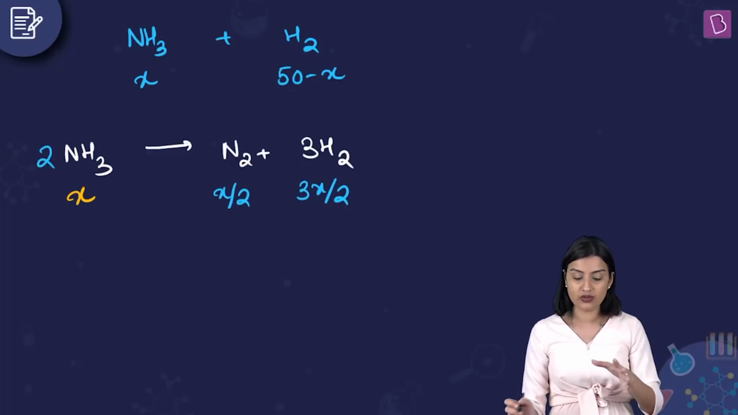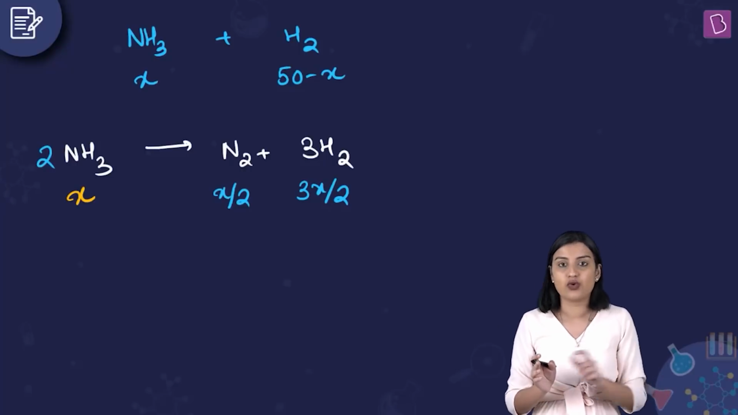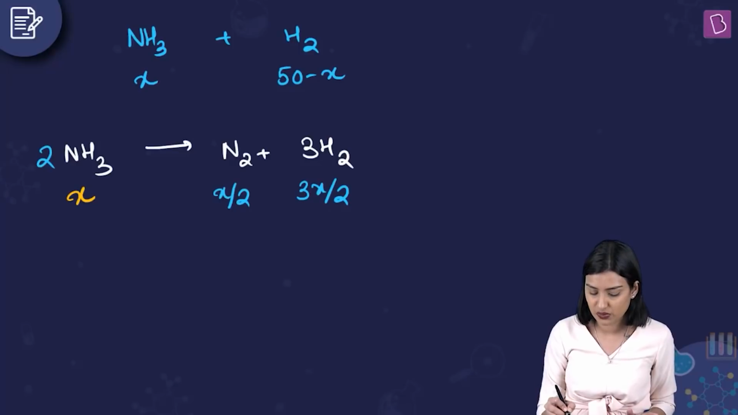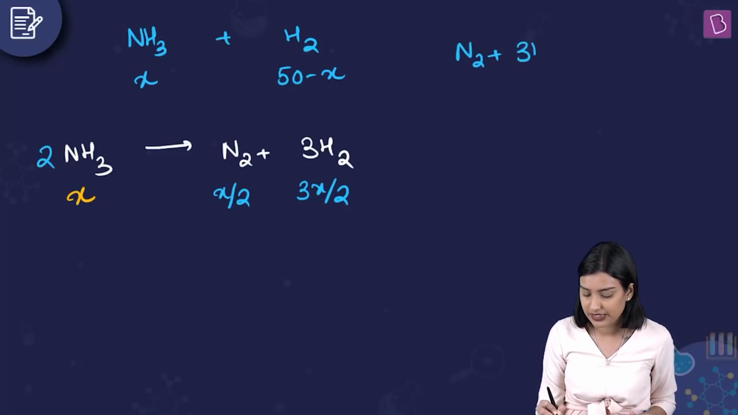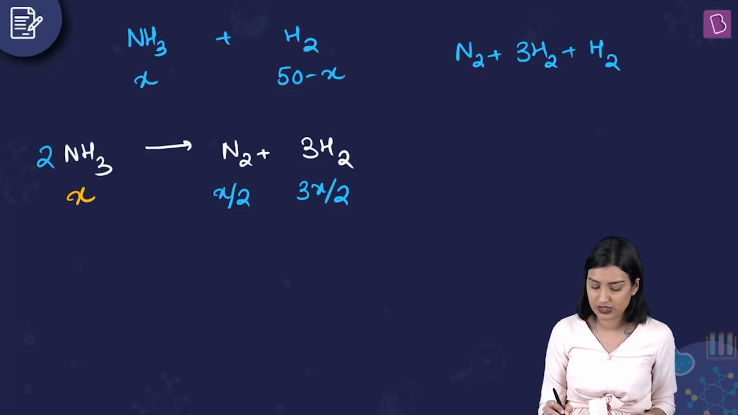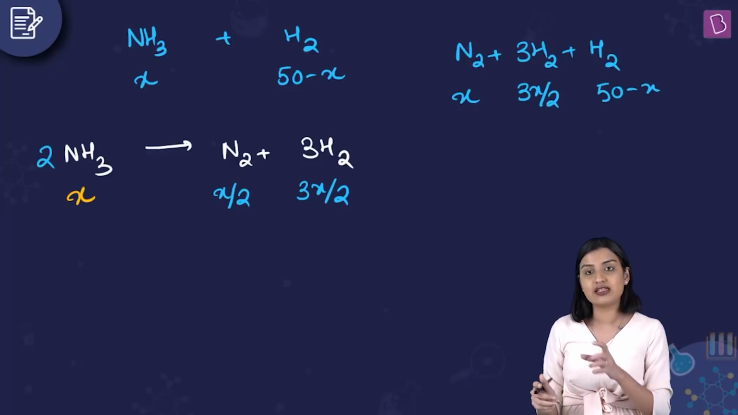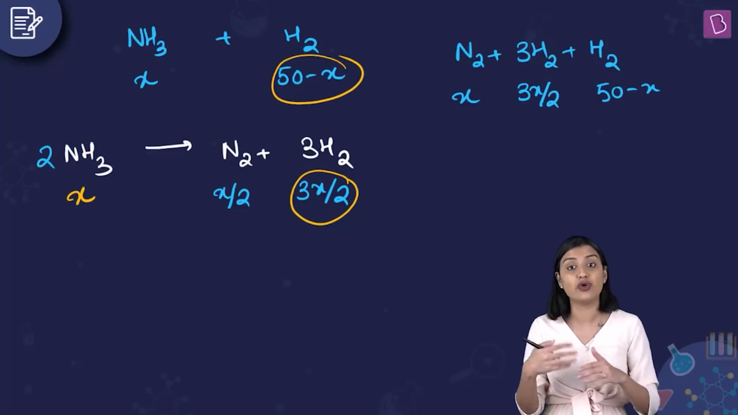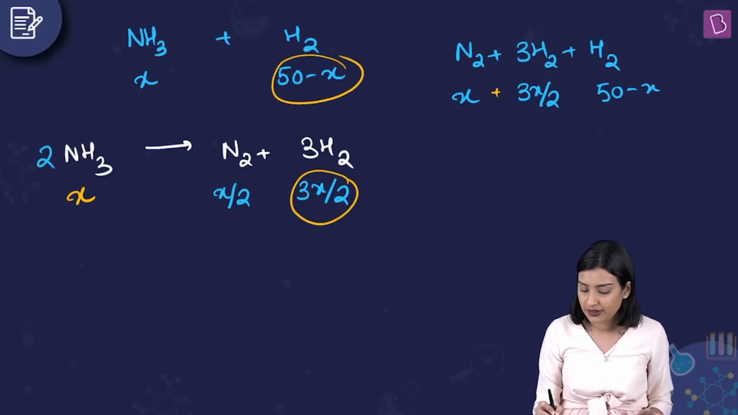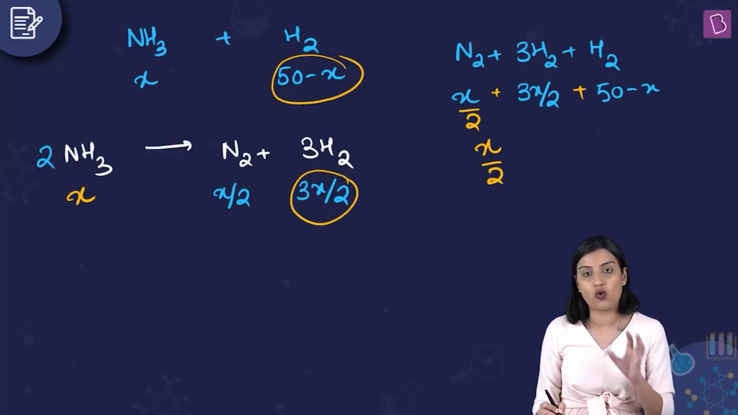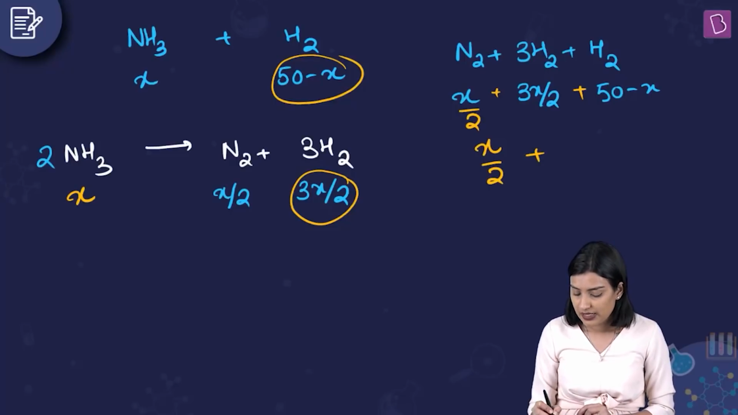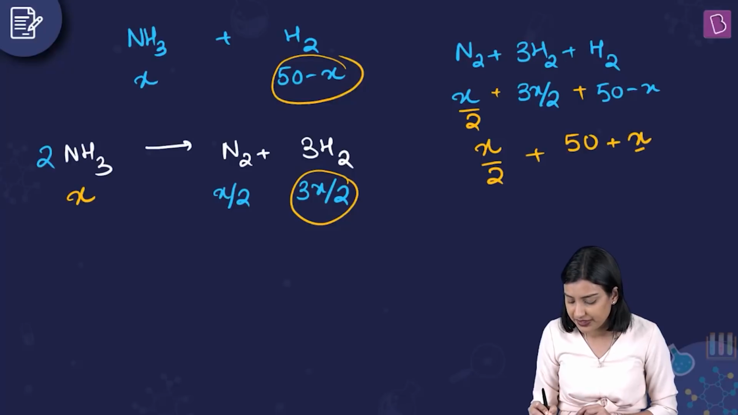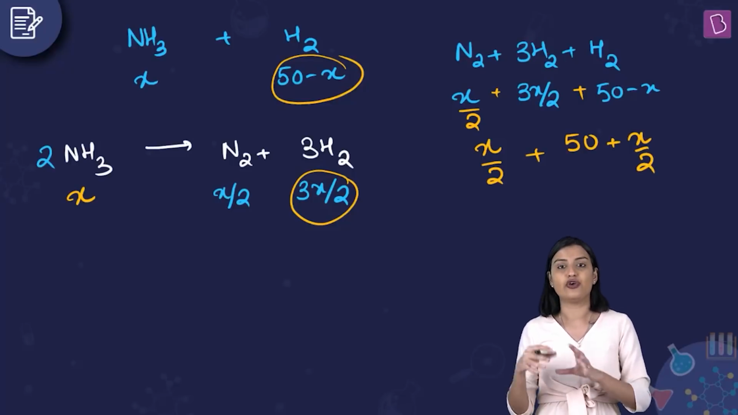So now when you talk about the current reaction mixture, once ammonia has decomposed after sparking, then your reaction mixture looks like this. So you have N2 plus 3H2 plus H2. So this N2 is X by 2, 3H2 is this 3X by 2, and your H2 is 50 minus X. I have written it as 3H2 and H2 separately, just so you know this is one thing and this is the other number, and we're going to add up those two things. So now add this entire thing. Your current reaction mixture looks like this. So you have X by 2 as your volume of dinitrogen plus, let's see, 50 plus X by 2, correct? Plus 50 plus X by 2 as your volume of hydrogen.